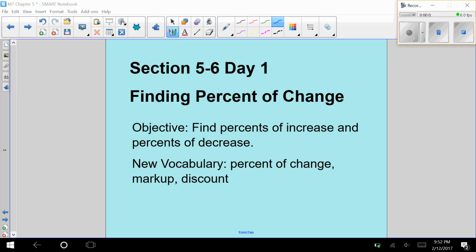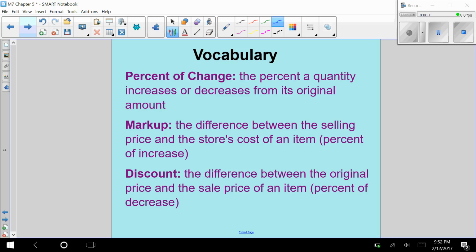This is section 5-6, day 1, finding percent of change. Our objective today is to find percent of increase and percent of decrease. Let's start with vocabulary. A percent of change is the percent a quantity increases or decreases from its original amount.